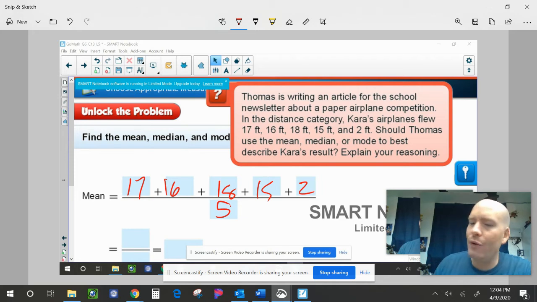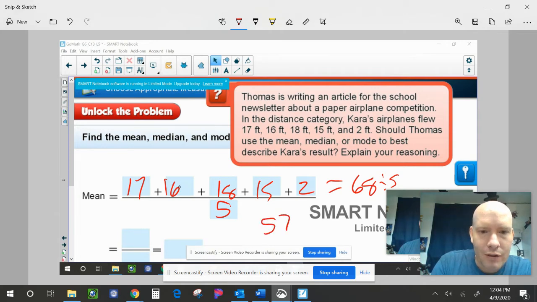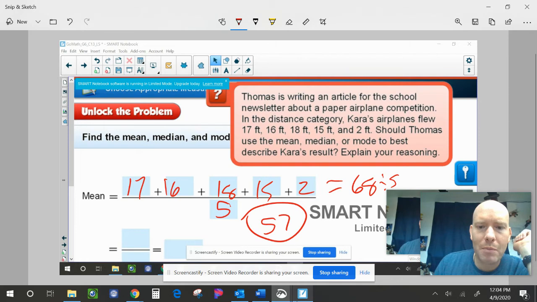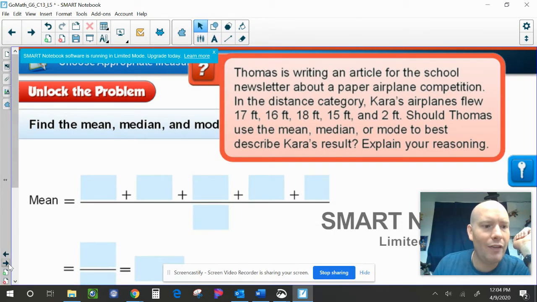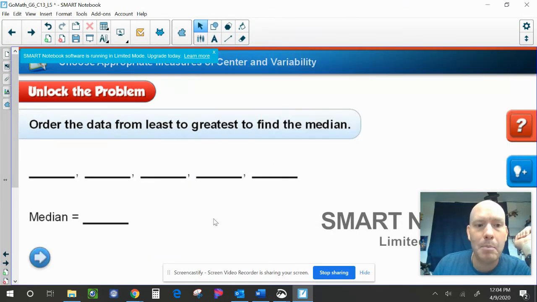First thing we're going to do is add all these up, and I got 68. Then since there's 5 numbers, we're going to divide this by 5. And if we did our math correctly, we got 13.6. So 13.6 is our mean. Okay, so we know the mean. We're not going to forget that. Next, let's find the median.